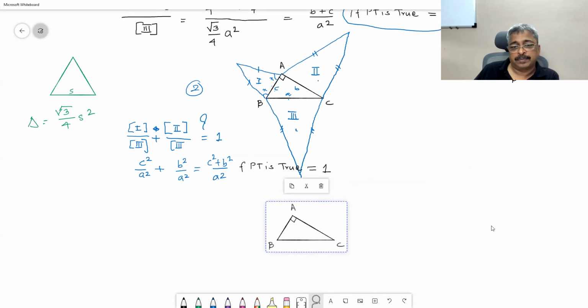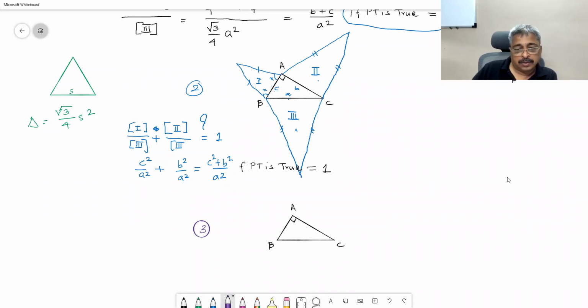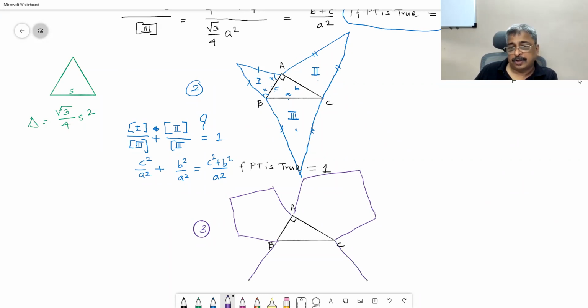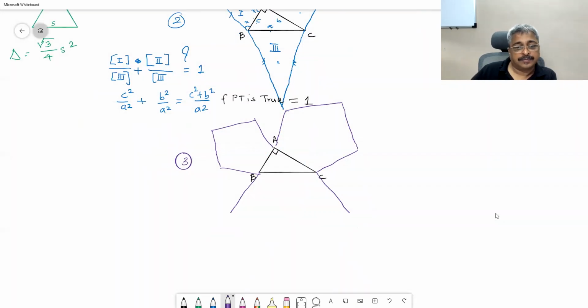This is my third diagram. Okay. Now, let me draw, say, a regular pentagon on this side. Regular pentagon on this side. And a regular pentagon on the third side. Assume that these are regular pentagons.